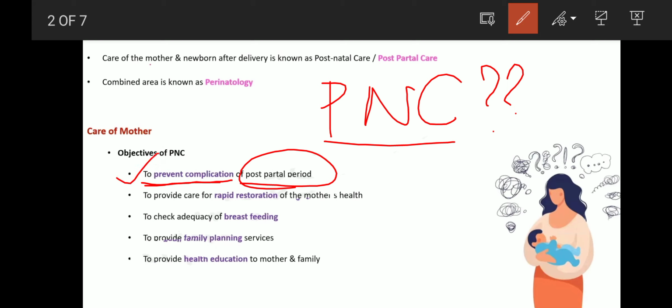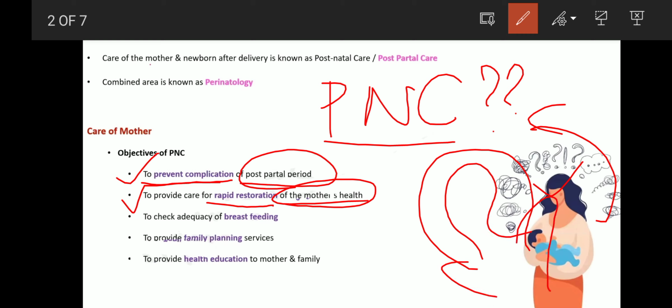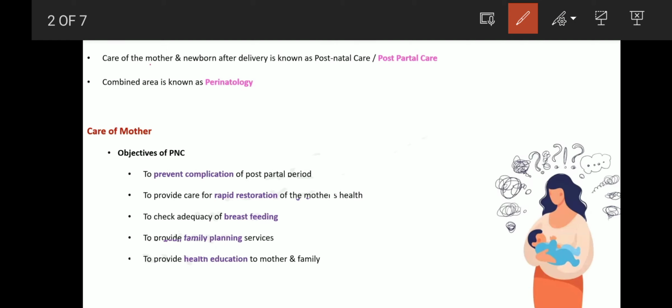Second, to provide the care for the rapid restoration of the mother's health. We know that the organs and the health of the mother have to be restored back to her pre-pregnant state. The uterus and all the changes in the reproductive tract have to be restored to the original pre-pregnant state. So we have to provide care.